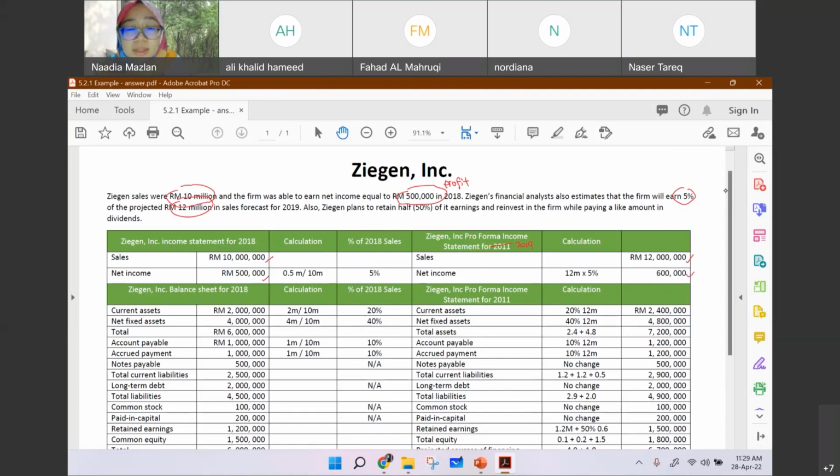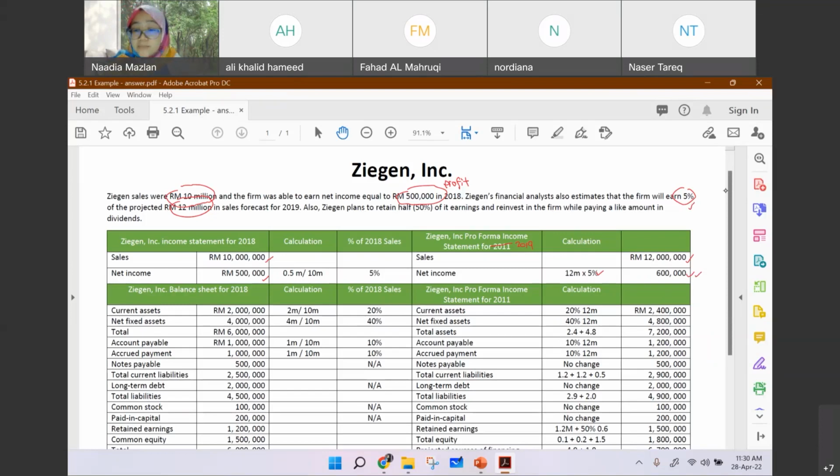Now, we can check whether the net income is 600,000 or not. We'll check it from the sales and net income. 500,000, 0.5 million divided by 10 million, you will get the percentage of sales is 5%. So you put it here, the 5%, which is similar to the analyst firm's forecast. So 12 million multiplied by 5%, you got 600,000 as well. So you can actually check it. Okay, done with the income statement.